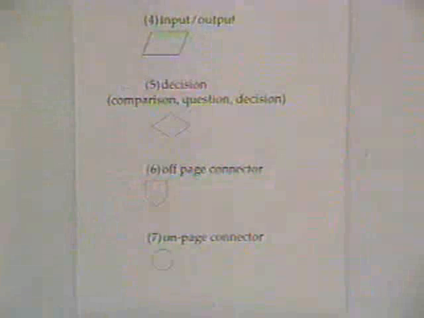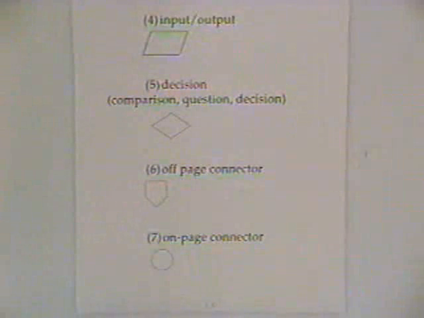The other symbol would represent an off-page connector. You can't necessarily get all the flow charts onto a single page, so this gives you a way to say, all right, now the logical flow is going to continue on another page. And finally, an on-page connector would mean that the logical flow of the program is going to be shown in another position, but it's going to be on the same page.